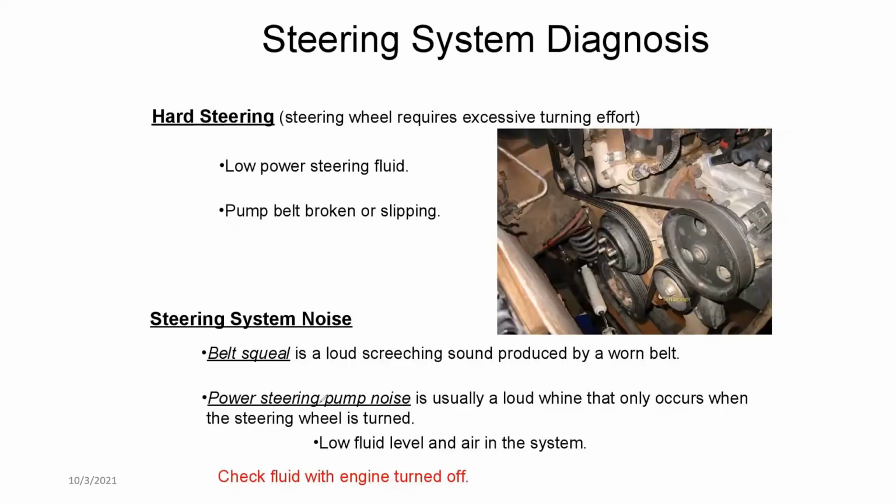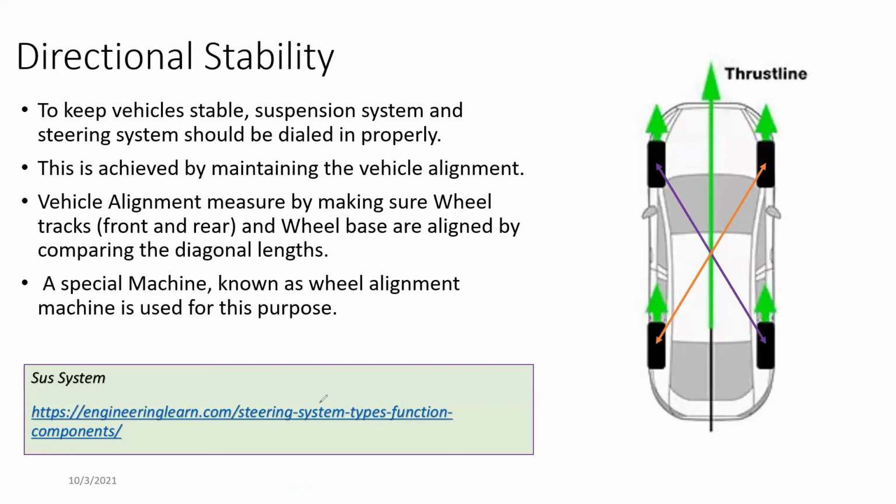So with this, we move to directional stability. Directional stability means how the steering, suspension, and the wheels are interrelated, right? Directional stability is how stable the vehicle is in all directions. When the vehicle is traveling, whatever direction you ask it to travel in, the vehicle should be stable. In order to achieve that, the vehicle has to be aligned.